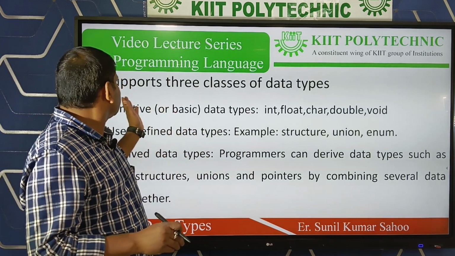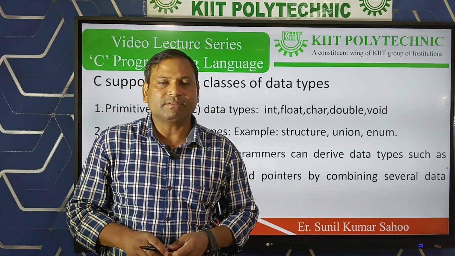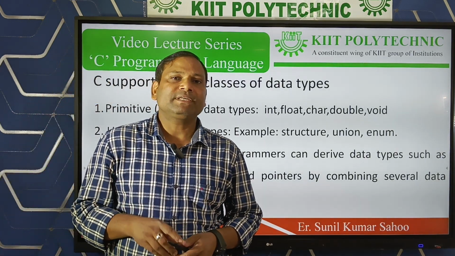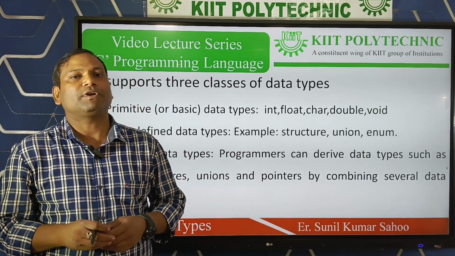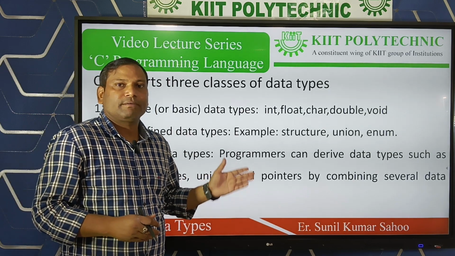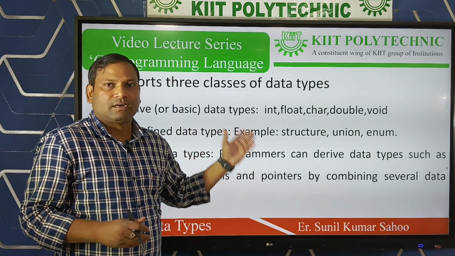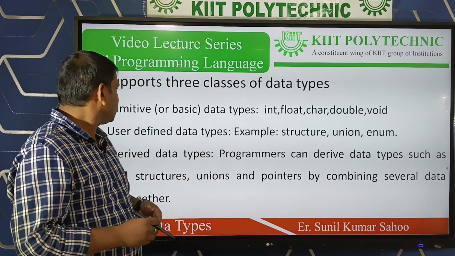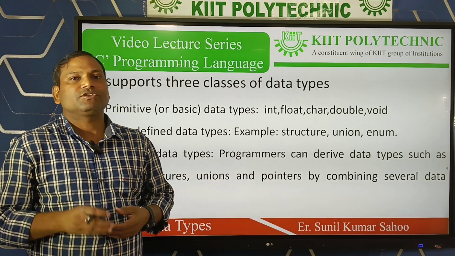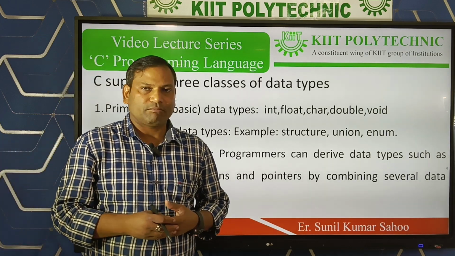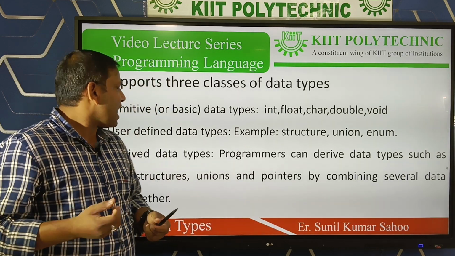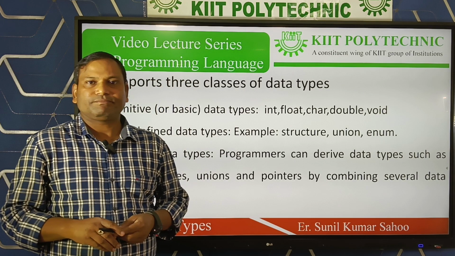C language supports three classes of data types. One is basic data types or primitive data types, also known as fundamental data types. The examples of basic data types are int, float, char, double, void. Next, user-defined data types. Examples of user-defined data types: structure, union, enum. The third one is derived data types. Derived data types are array, pointers, etc.